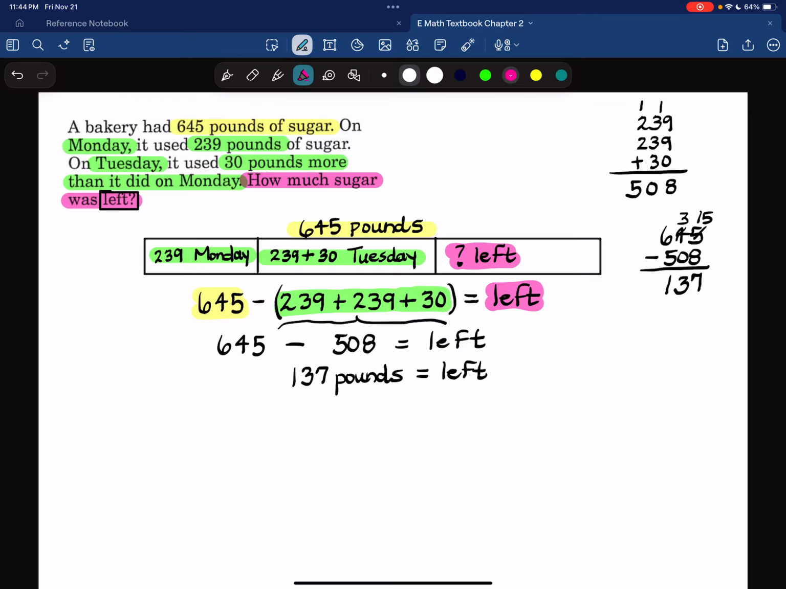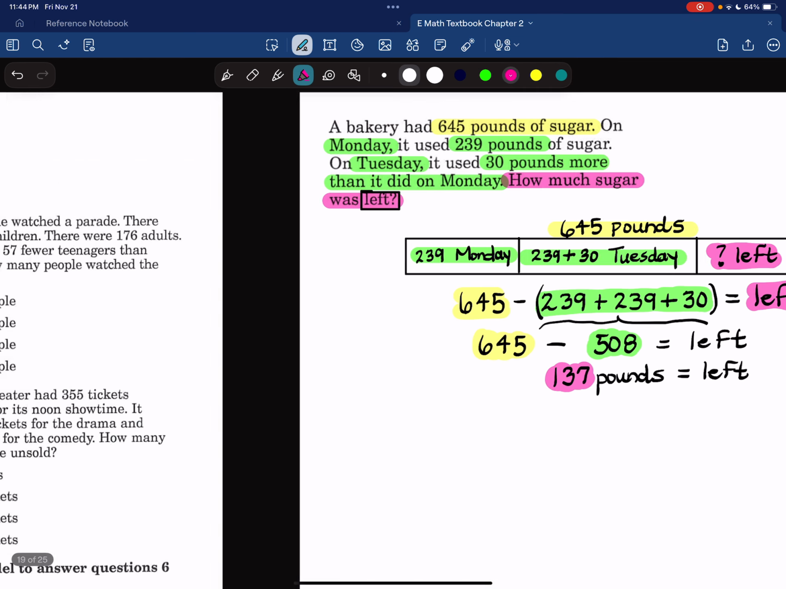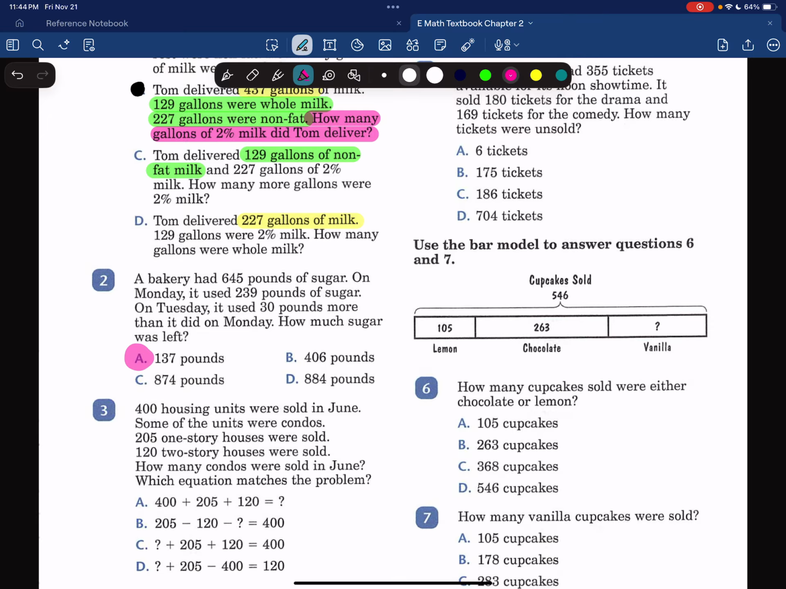So what we did, follow the highlighter, total minus this number gives us this number. And that should be the answer we're looking for. Sorry, I went to the wrong page. 137 pounds left.